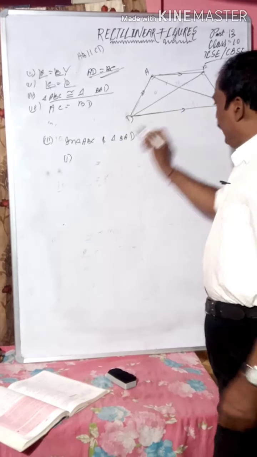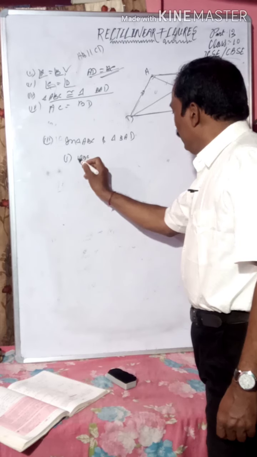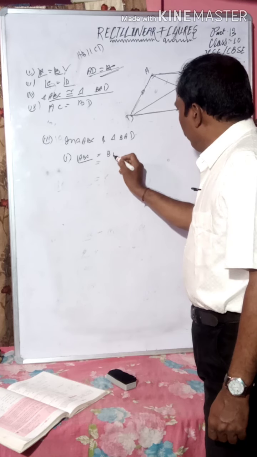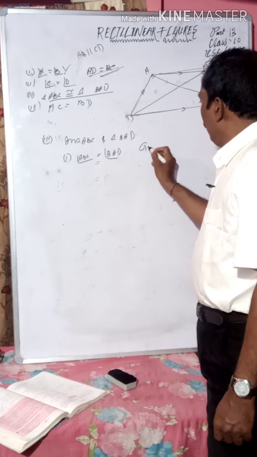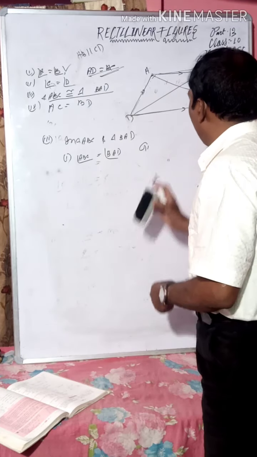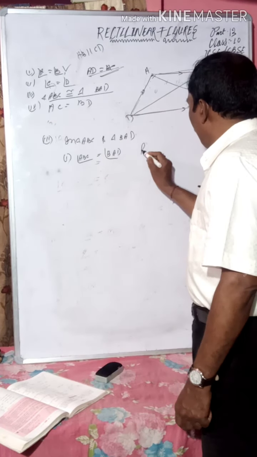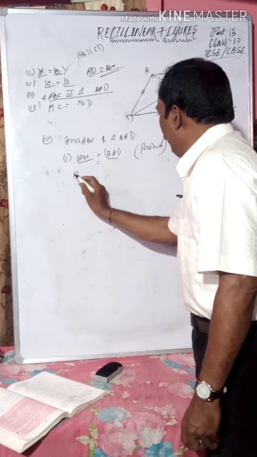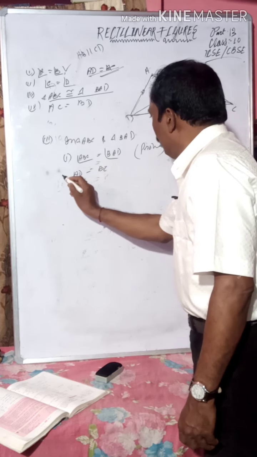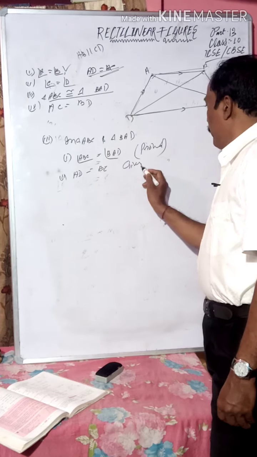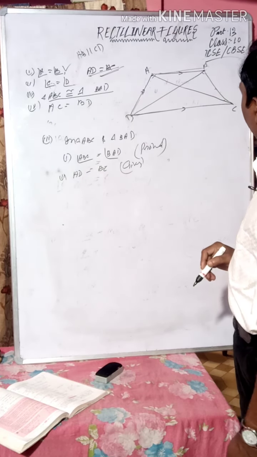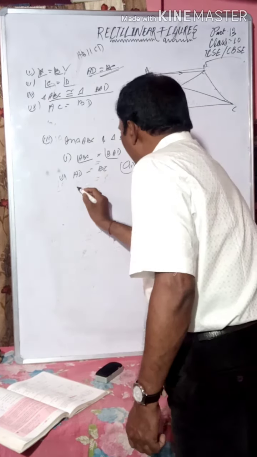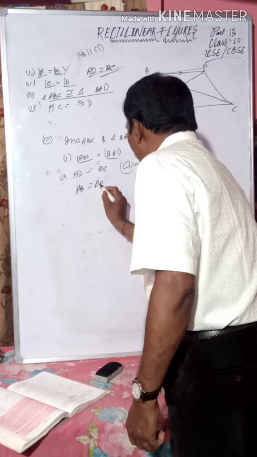Now look, number I. In triangle ABC, angle ABC is equal to angle BAD. Why? Proved, not given, that is proved. And second, AD is equal to BC. Double I, given. And third, AB is equal to AB. Common.